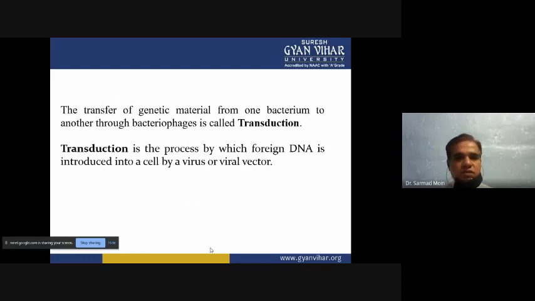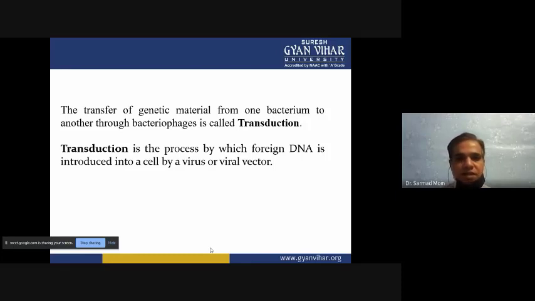Okay, so if you see the definition, where a gene is transferred from one bacterium to another bacterium through a bacteriophage, we call it transduction. In simple words, the genetic material, which may be a single gene or multiple genes, is transferred from one organism to another organism by a bacteriophage. And a bacteriophage is a viral particle which is able to infect bacteria.